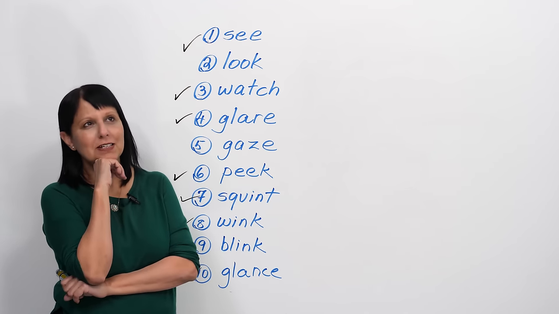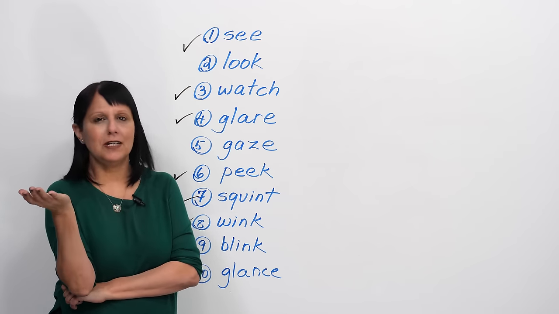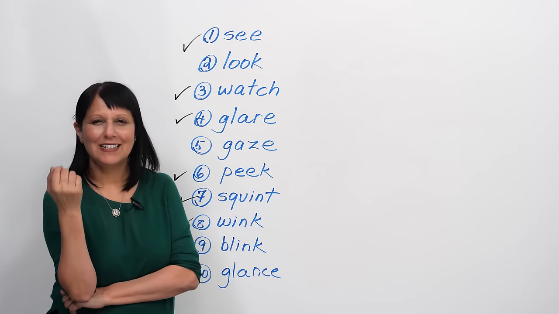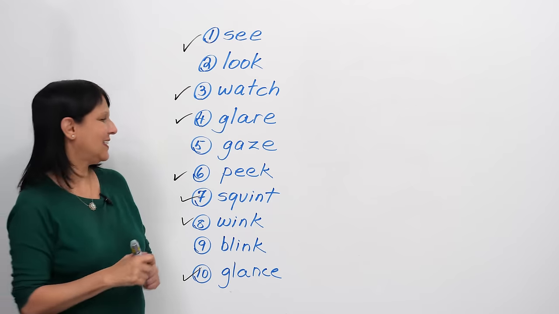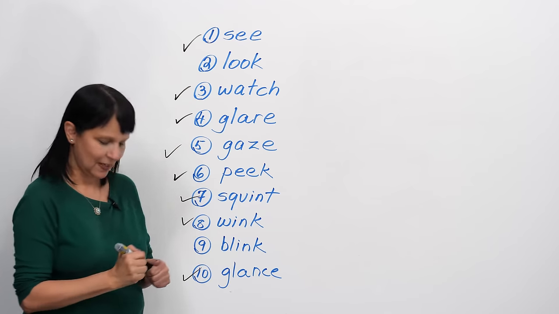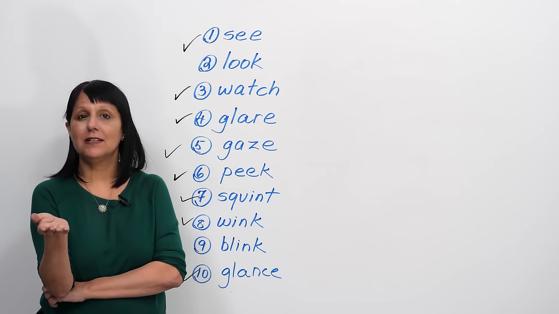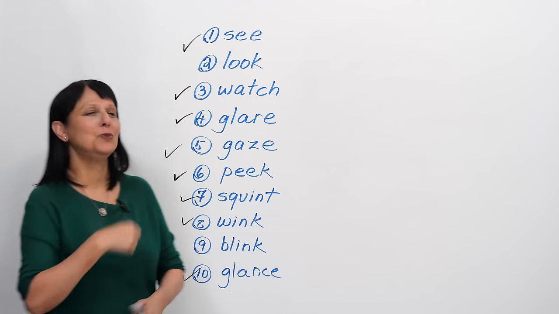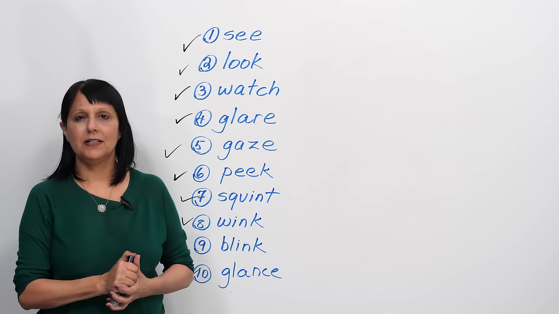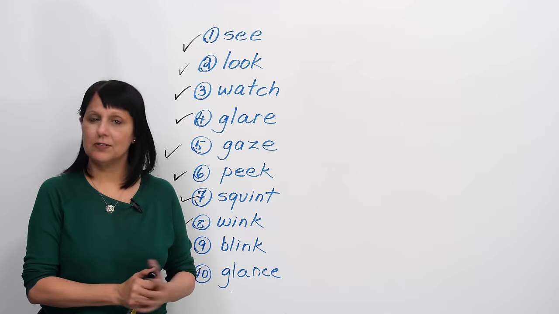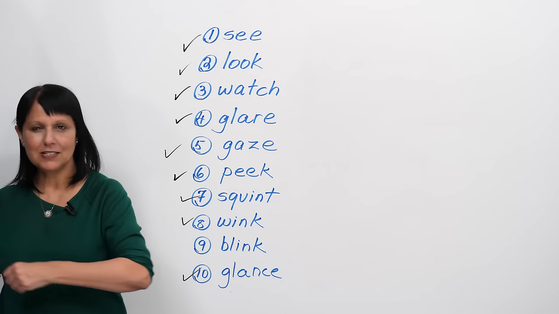Okay. And if you're sort of thinking about things and looking out the window and thinking about your life or thinking about how beautiful nature is or something else like that, you're looking at something very thoughtfully, you are doing what? You are gazing. Okay. And if you see something attractive and you pay attention to it, then what is that verb? To look. Okay. For example, we often say when we go into a store, and somebody asks you, can I help you? And you say, no, thanks. I'm just looking around. So you're paying attention to different things.